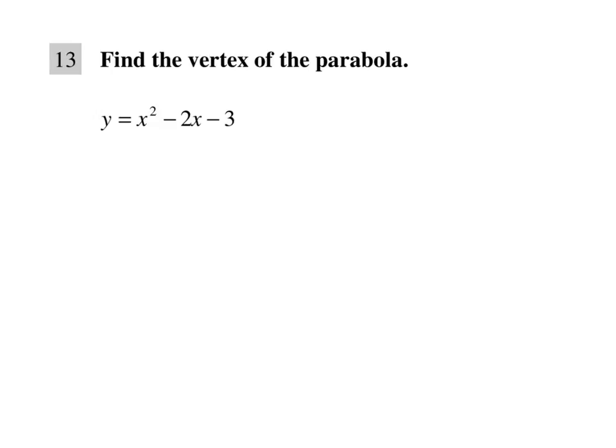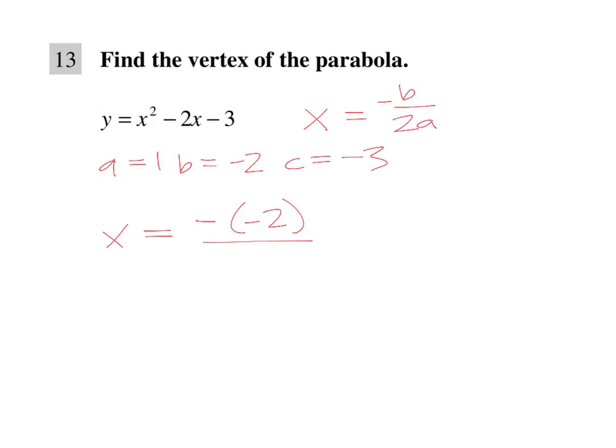All right, find the vertex of the parabola. Okay, we have to use the axis of symmetry formula. And so, let's see, I got my A value, which is 1, my B is negative 2, and my C is negative 3. All right, so x is equal to negative b, and b is negative 2. Be careful with that. Over 2 times 1. So I get 2 over 2, which is 1.